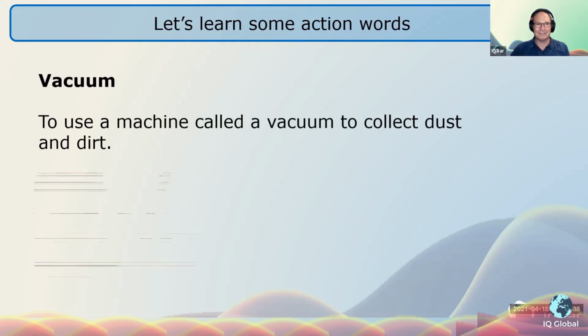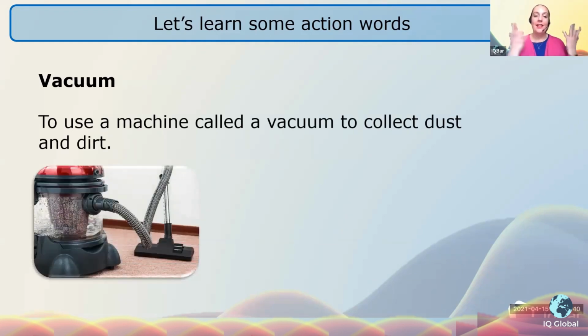Vacuum. So what is this? This picture can help us. This is a machine that's called a vacuum. What does it do? Well, we use this machine to vacuum or collect dust and dirt. So I can see in the picture that they are collecting dust and dirt from their house. Human, can I use this vacuum in my garden?